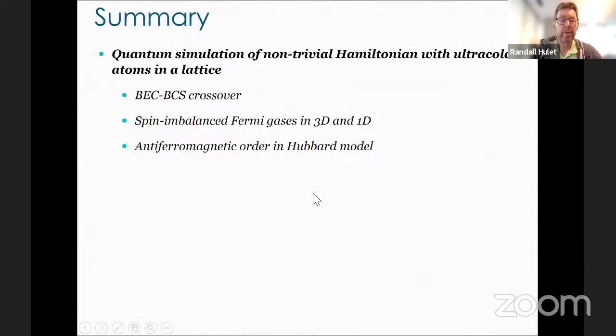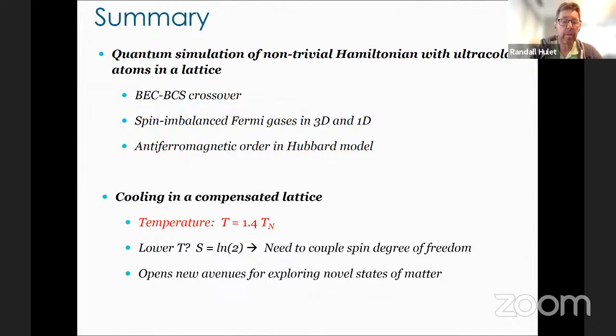So let me finish up on this topic before we move on to the next one. This is one example, I think a prominent one, because the Hubbard model has such importance in condensed matter physics. It's one example of quantum simulation of a non-trivial Hamiltonian with ultracold atoms in a lattice. Other examples are the BEC-BCS crossover and spin imbalanced Fermi gases in 3D and 1D. And that is the topic I'll be discussing next.